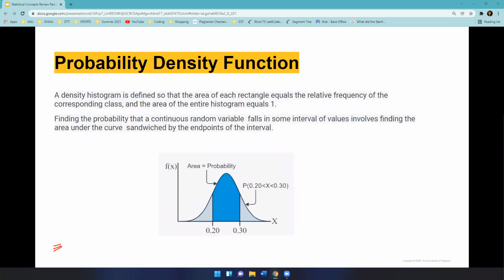Now for our question, we wanted to calculate the probability that the random variable x is between these two ranges. Suppose this value is 0.20 and this value is 0.30. So this area represents the PDF. If we can calculate this area, that would be the probability that our random variable lies between this range. Basically the blue area is the probability that x lies between 0.20 and 0.30. So this is all the concept of PDF.